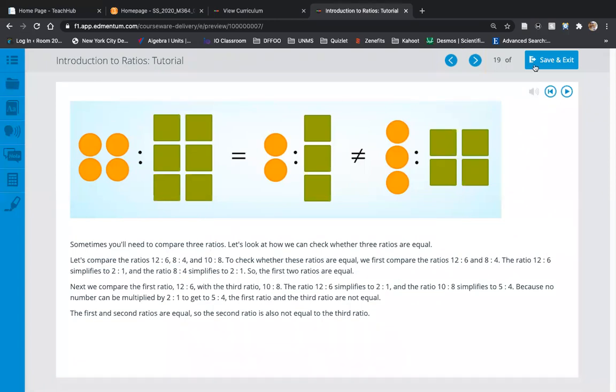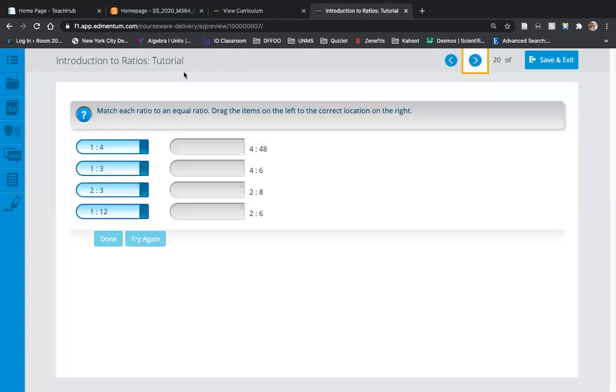Okay, let's look over here, right? It says match each ratio to an equal ratio. So we need to try to figure out which of these over here are equivalent to which ratios over here, right? I'm not going to do all of these for you together. So you still have some time to practice, okay?